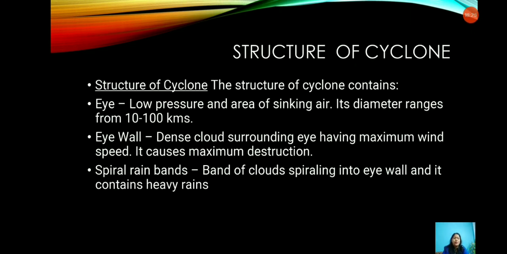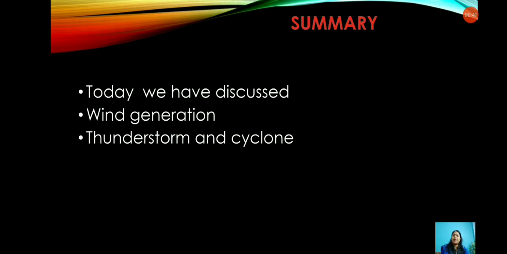Now, structure of cyclone. The structure of cyclone is, it has an eye. The eye is nothing but the low pressure and area of sinking air. Its diameter ranges from 10 to 100 kilometers. Then eye wall, dense clouds surrounding the eye having maximum wind speed. It causes maximum destruction. And then spiral rain bands of clouds spiraling into the eye wall, and it contains heavy rains. Clear, students? So I think, children, you have understood this.